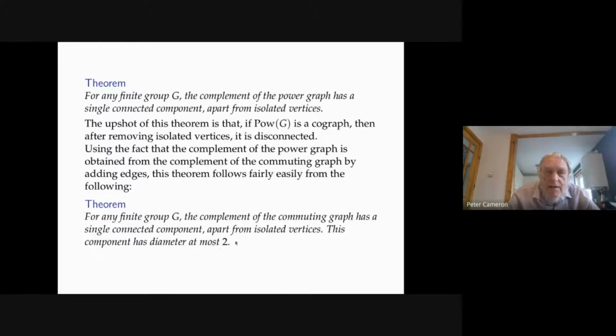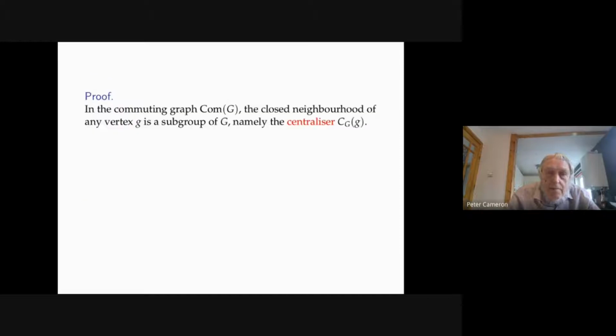It takes a little bit of work, but it's not too hard to show that from this theorem, you can deduce this theorem. And in fact, the non-trivial connected component in this case has diameter at most 2. So I'm going to show you the proof of this because it's a very simple idea, but surprisingly useful. So let's look at the commuting graph. Let's go back and look at the commuting graph.